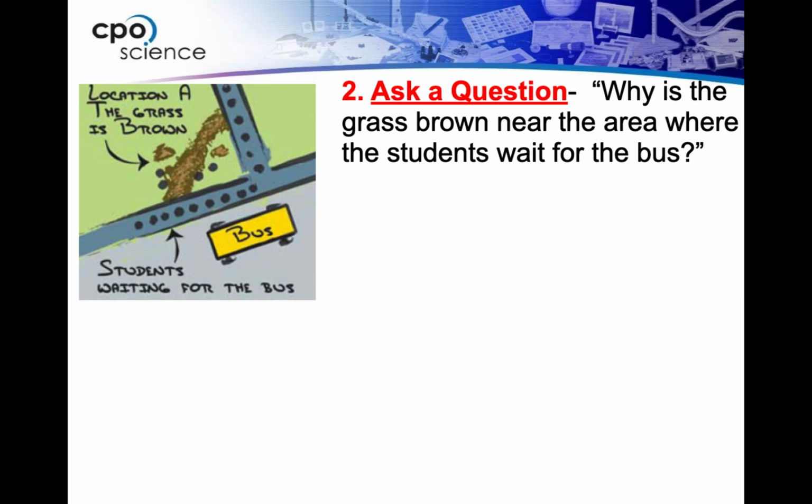Second thing, I'm going to ask a question. So Sam asks the question, why is the grass brown near the area where the students wait for the bus? Asking a question. You make an observation, ask a question. Why is the grass brown? If I use my bee example again, why are there fewer bees in my garden than there were before?